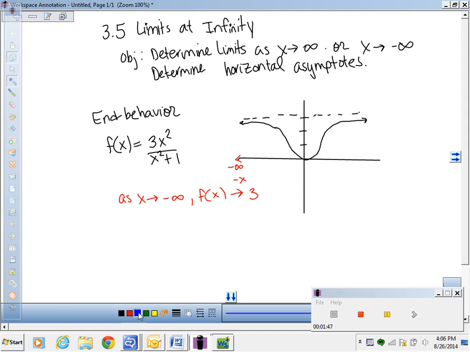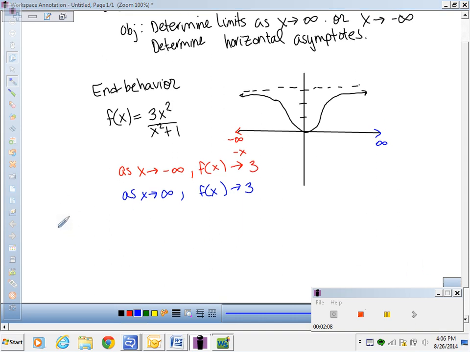Okay, and what is happening on the right-hand side as x approaches positive infinity? Well, I say as x approaches infinity, again, let's trace that line. As the x's are getting bigger, what is happening to the y's? Well, the y's are getting closer to 3. My function is getting closer to 3.